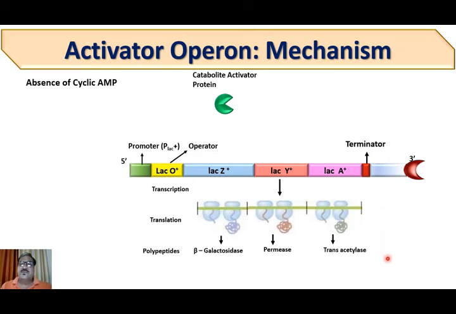Thus, the activators are the molecules which enhance the rate of protein synthesis. So when this activating molecule binds with the promoter, the rate of protein synthesis increases. And when this activator doesn't bind to the promoter, the rate of the biosynthesis becomes very slow.